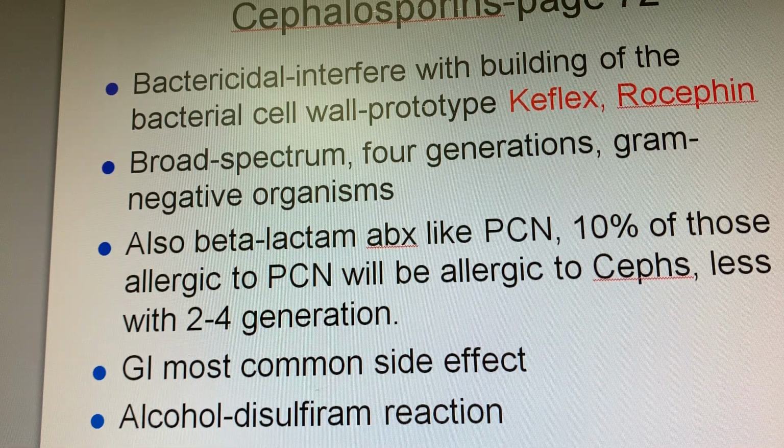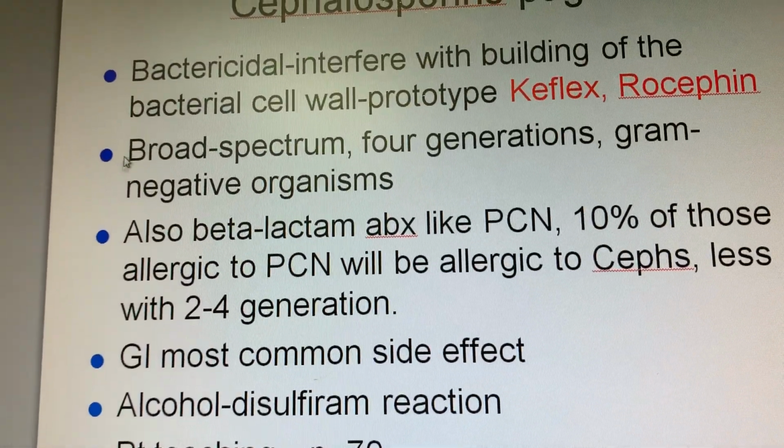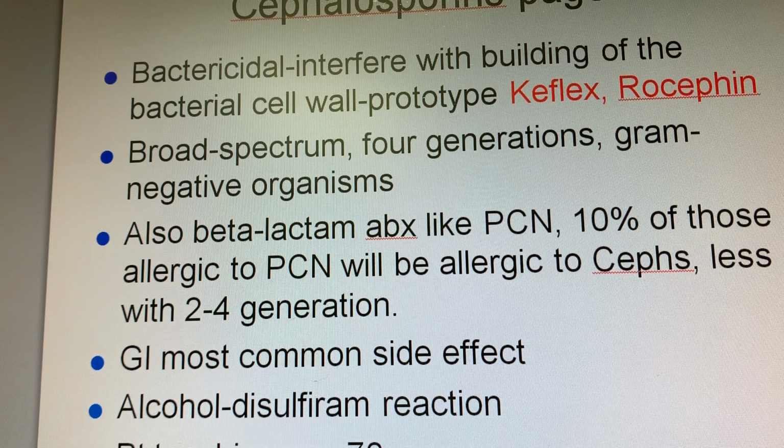Patient teaching is found on page 70 under nursing implications, and they just talk about some different things you need to remember for each medication. There's a short section in the text, but like everything else, very important that you read. So patient teaching, look at that in the table on page 70.